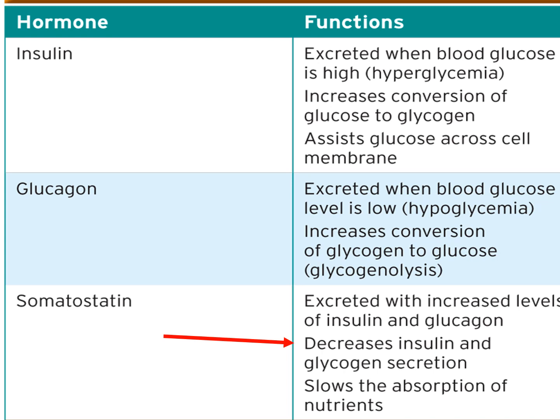So we understand that insulin is excreted when we have higher blood sugar levels. It'll push sugar into the cell. And then here in the middle of that area, it says increases the conversion of glucose to glycogen. That's how we store glucose. And then glucagon is released when we have low levels.